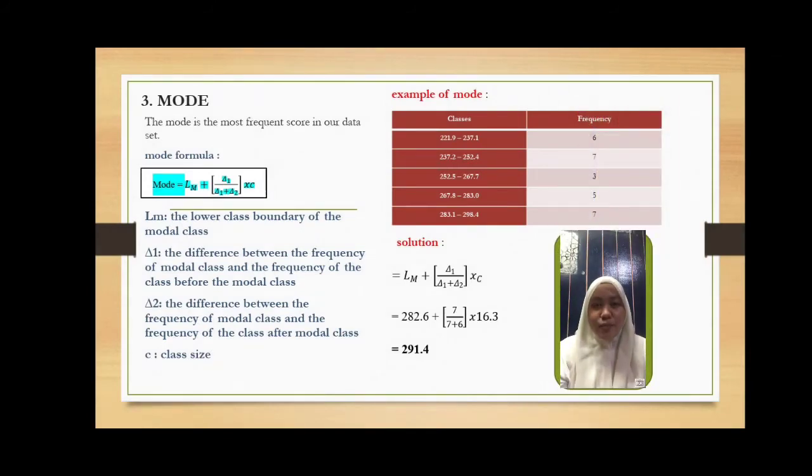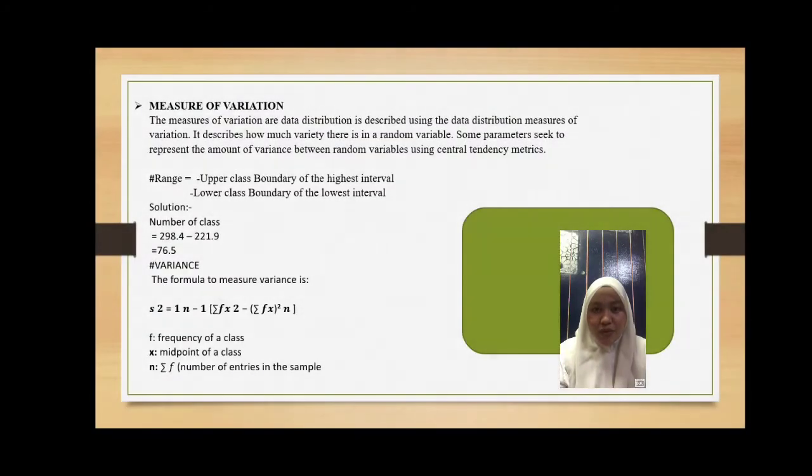Mode. Mode is the most frequent score in our data set. There are 5 steps to find the mode. First, we need to find the highest frequency in the data given. Step 2, we need to determine the lower class boundary. Step 3, we need to determine the class size. Step 4, we need to determine the difference between the frequency before the modal class and after the modal class. And last, we calculate with all the data given and find the mode.